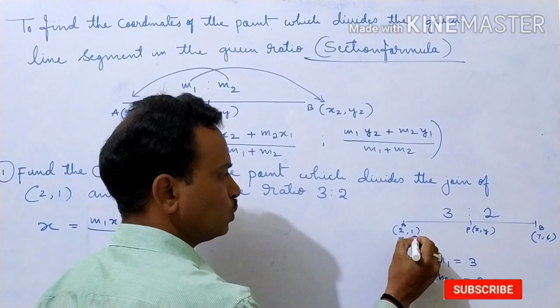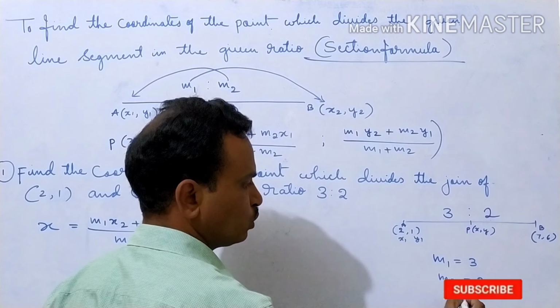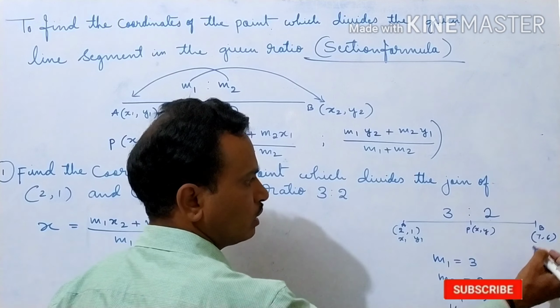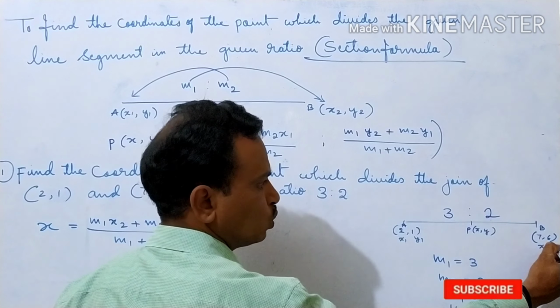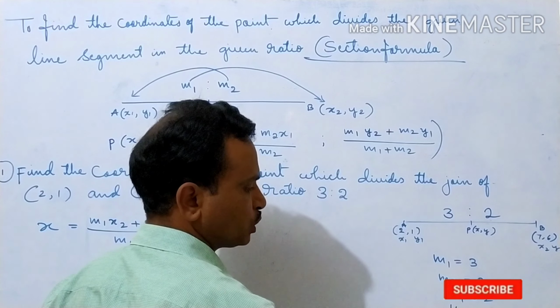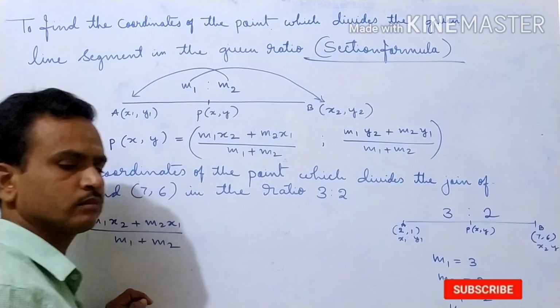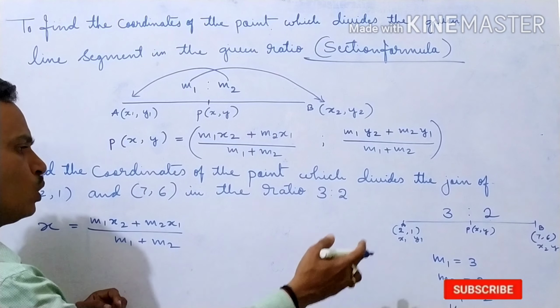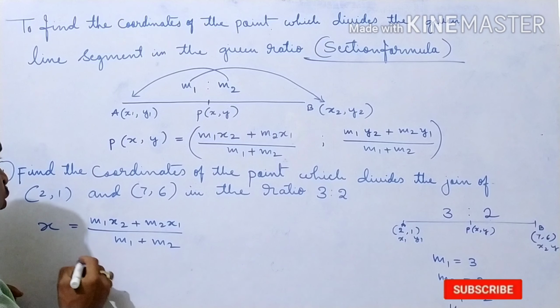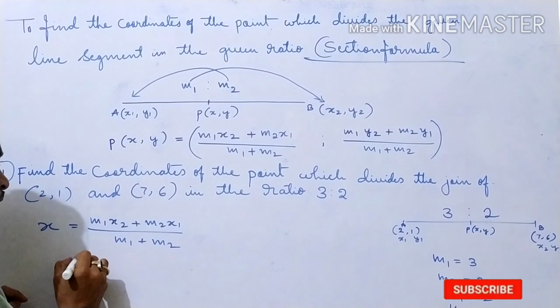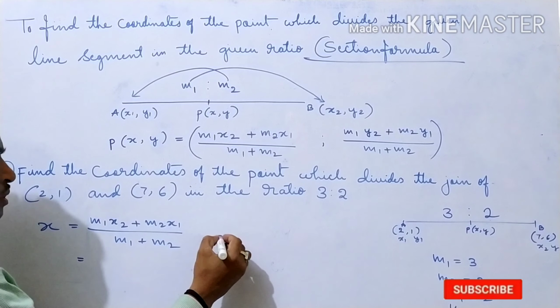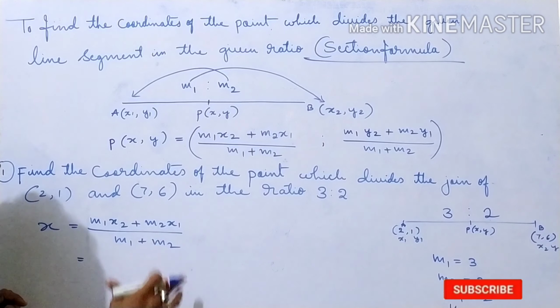Then this one is x1, y1. x1 you should take 2 here, y1 you should take 1. Then this one is x2, y2. So what is x2 here? 7. Okay. Then y2, what is it here? 6. Then substitute all the values in this formula. Okay, I will take x and y separately here.